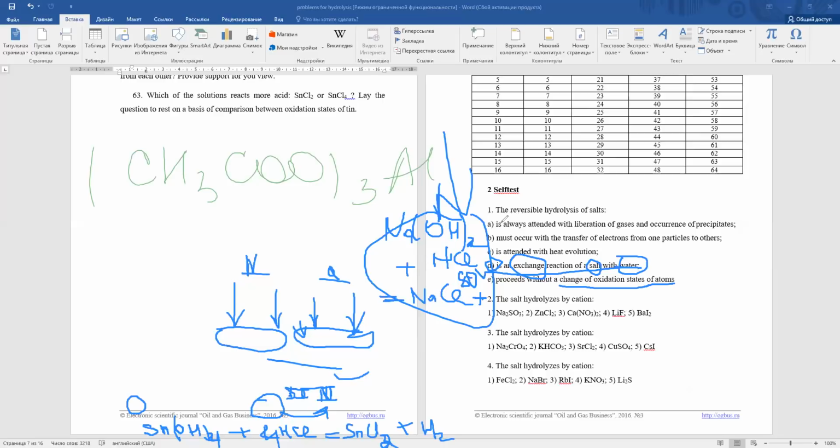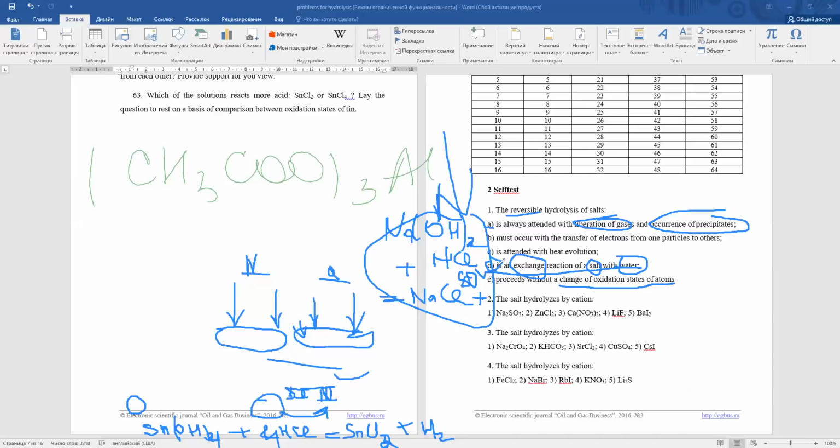If it is A, it is not reversible, it is an irreversible hydrolysis reaction because it is gas forming and precipitate forming. Gas is going out of the solution, it's liberating, and the precipitate is also going out of the solution. So in that case, our answer is D. Is that clear? Do you understand? Yes.